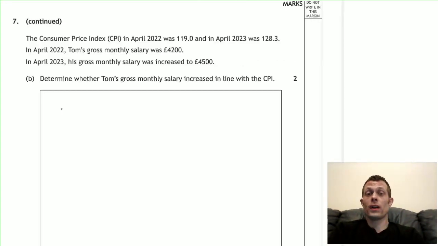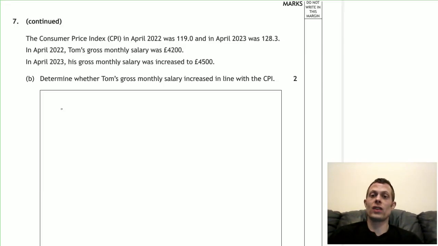So now in part B, they're giving us a question to do about inflation. There have been several questions very similar to this before, so I don't know if they're limited on their ideas of what they want to ask you about inflation. So 2-mark question, we are given consumer price index, which is an index of prices representing how expensive things are in one year and in the next year. And we also see how his salary changed from one year to the next.